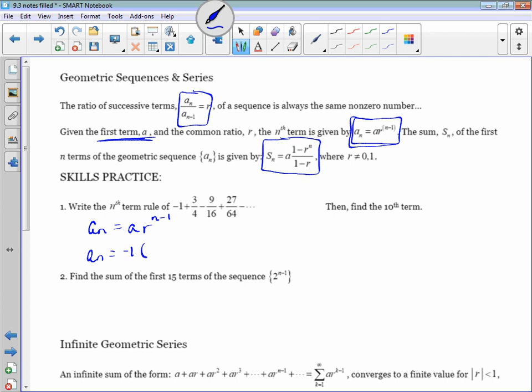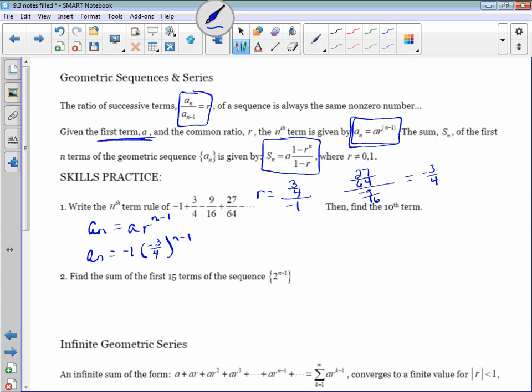If you need to actually find the R, remember we can do one term divided by the term right in front of it. So what is 3/4 divided by -4? -3/4. And if you pick different terms, like if you're like, nope, I really like 27/64 divided by -9/16. That's fine. You're still going to get -3/4. Okay? That is your R. And then we just write to the n minus 1.